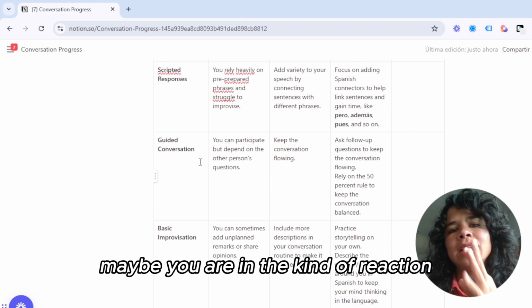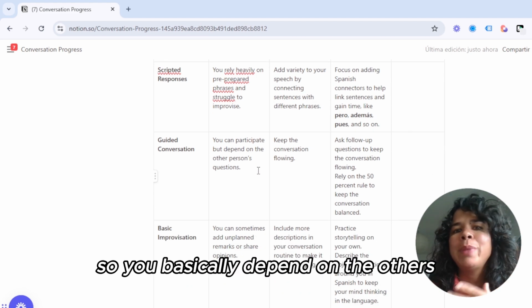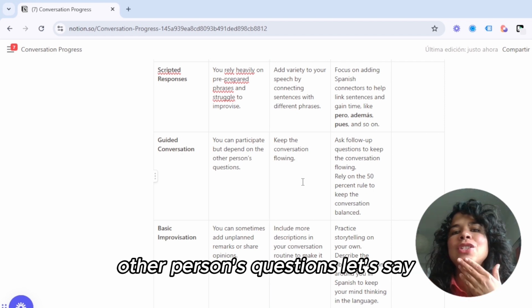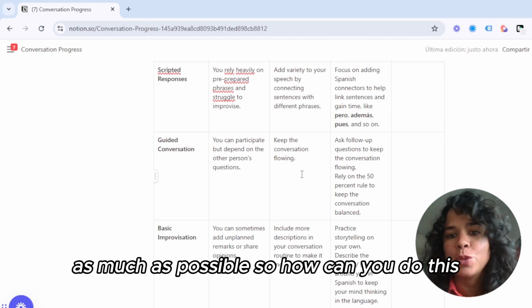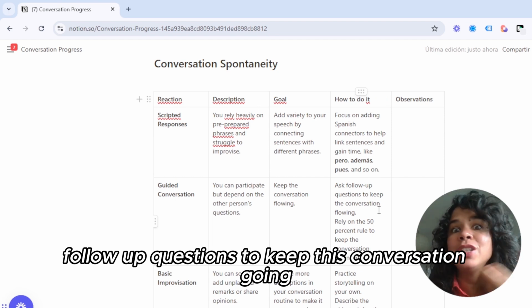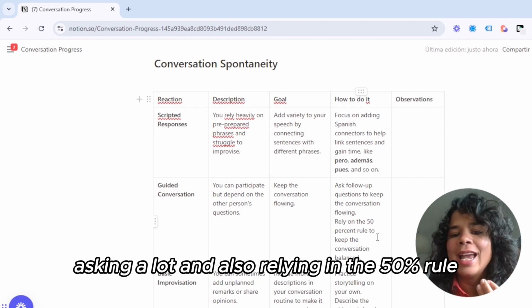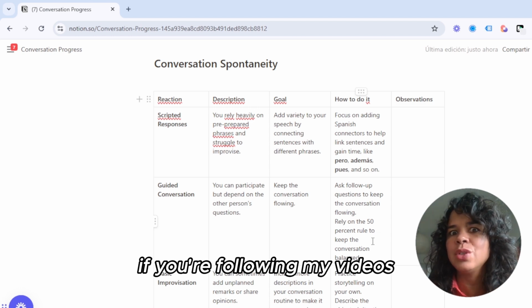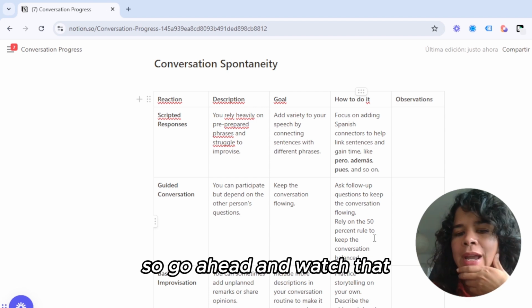Maybe you are in the kind of reaction that is like a guided conversation. So you basically depend on the other person's questions, let's say. So at this level, you might want to keep the conversation going as much as possible. So how can you do this? Adding follow-up questions to keep this conversation going. So like asking a lot, and also relying on the 50% rule. If you're following my videos, you have a video for this specifically and how to do it. So go ahead and watch that.